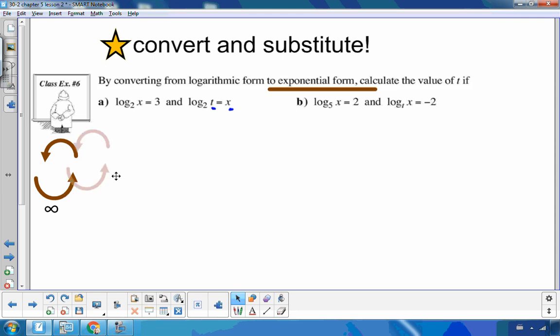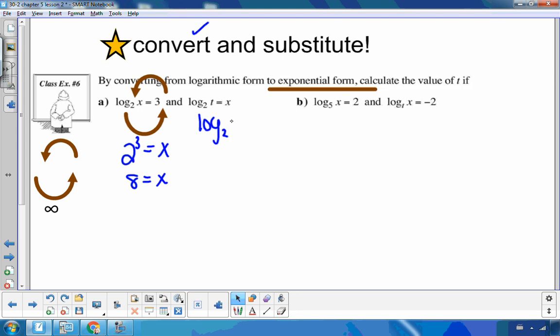So using the circle of logs here, I'm going to do 2 to the 3 equals x. Well, 2 to the 3 is just 8. So now I've done my conversion, I can now substitute. So x is the same as 8. So in this equation, I can rewrite it as log base 2 of t equals 8, because I can only really have one variable. And now I can just use the circle of logs again. So 2 to the 8 equals t. So that's 2 multiplied by itself 8 times, which is 256.